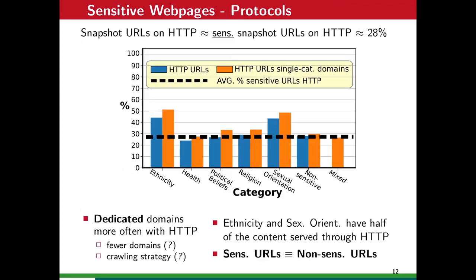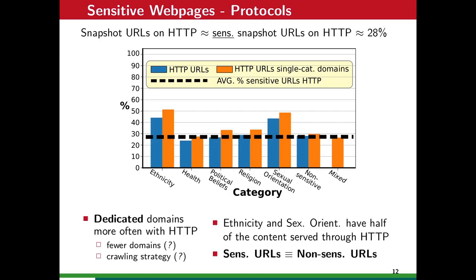We first analyze the protocol that the crawler used to fetch the content for a particular web page. Across the entire snapshot, we observe that the amount of URLs that were downloaded over HTTP is approximately 28%. And this percentage also is very close to the amount of sensitive URLs that were downloaded using the same protocol. The black horizontal line in the chart denotes this percentage. We split the URLs into categories, and we also group them into URLs that were served from dedicated and non-dedicated domains. In the chart, URLs of dedicated domains are marked in orange, while in blue we have all the URLs that belong to a particular category.